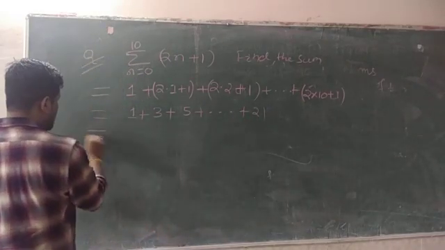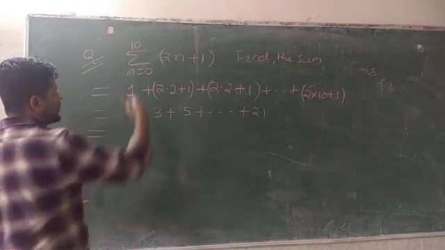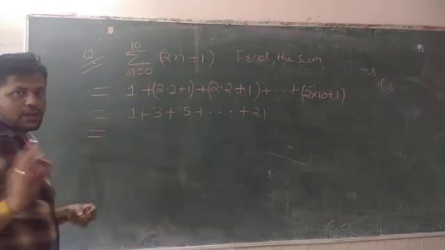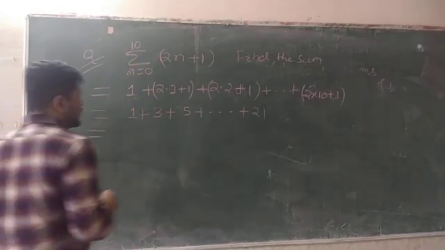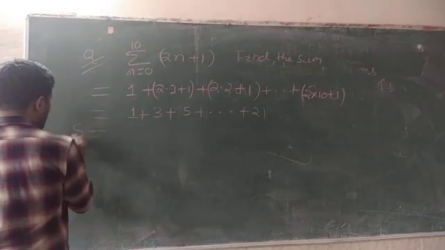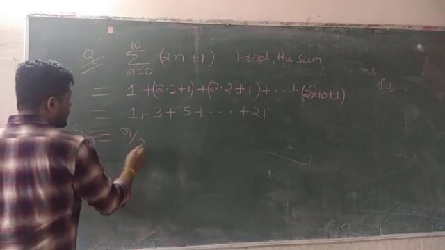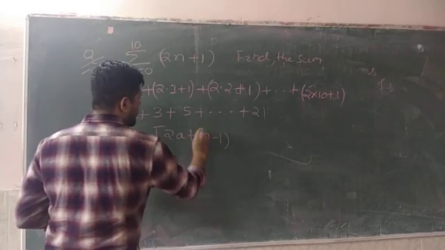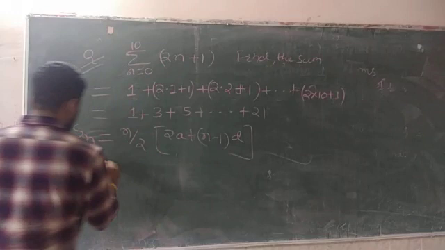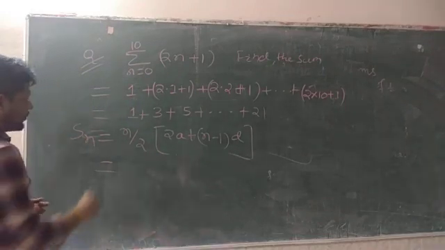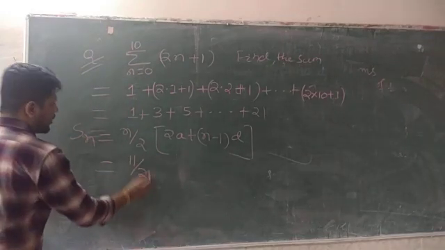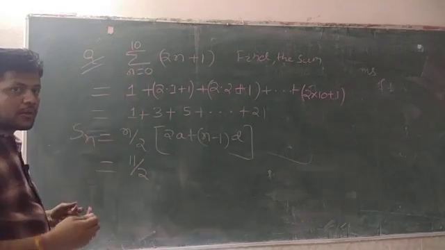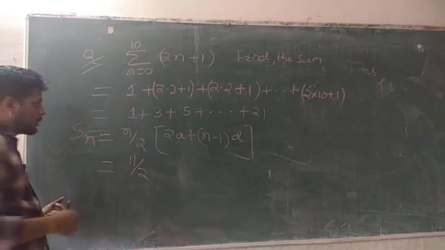So how do I find the number of terms? The limit is 0 to 10, which means we have a total of 11 terms. Just now we studied the formula Sn is equal to n by 2 times (2a plus (n minus 1) into d). So from this we have 11 by 2, because the number of terms is 11. From 0 to 10, just count how many terms there are. There are only 11 terms.